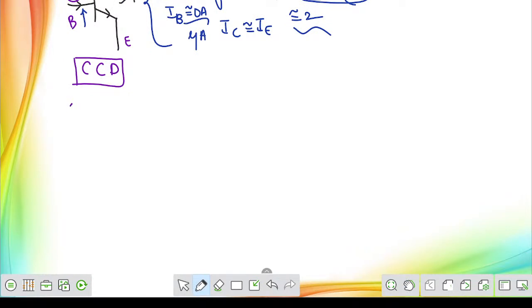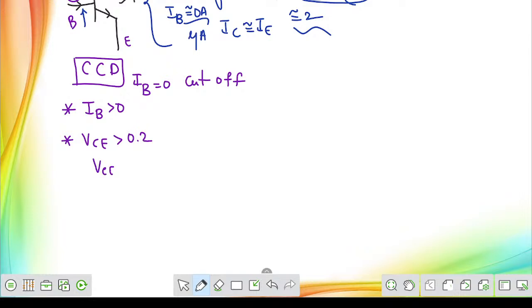Here in a BJT, in order to know the region of operation, the first step is to cross check whether the base current is greater than or equal to 0. Because if the base current is 0, then the transistor will be in the cutoff region. You no need to cross check. But I told you, when it is greater than 0, then you have to cross check whether the value of collector to emitter voltage is greater than 0.2 or less than 0.2. Sir, one more thing, you can keep in general base current less than or equal to 0. Sometimes what will happen? For an NPN transistor, you will get negative current. That is not allowed.